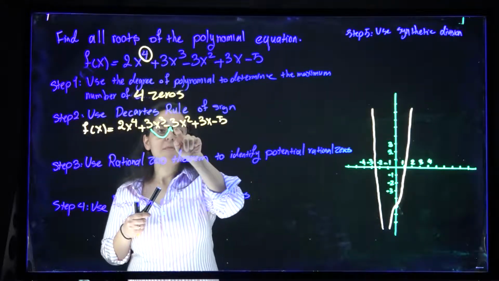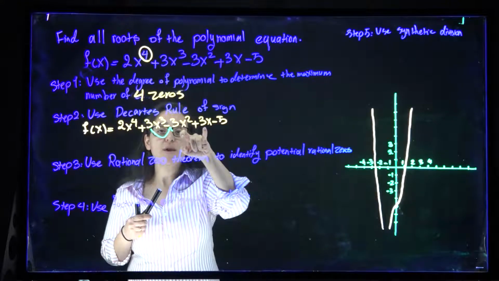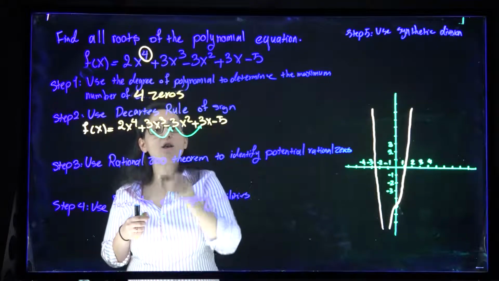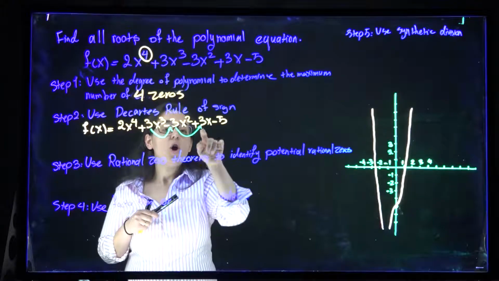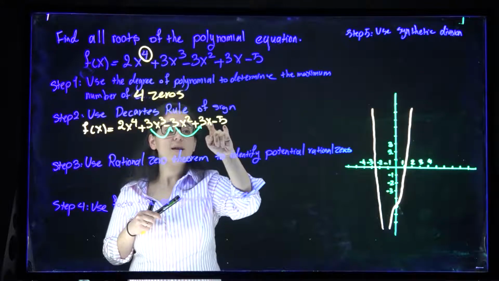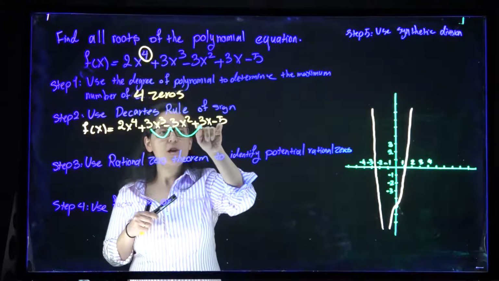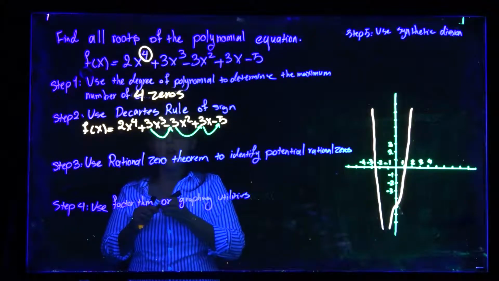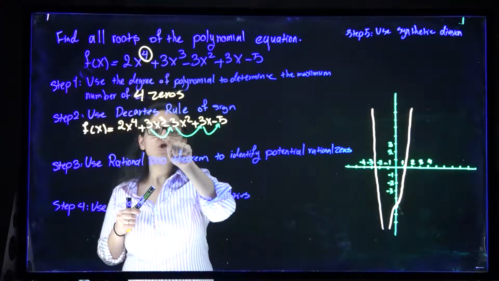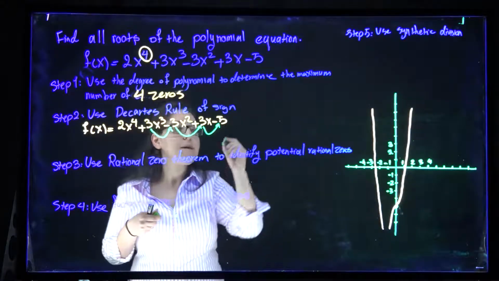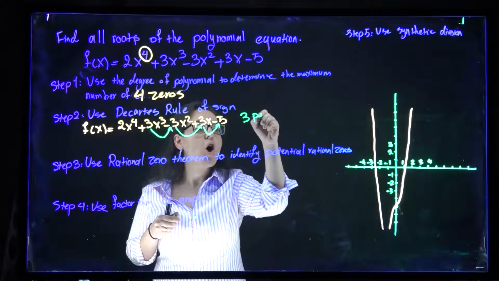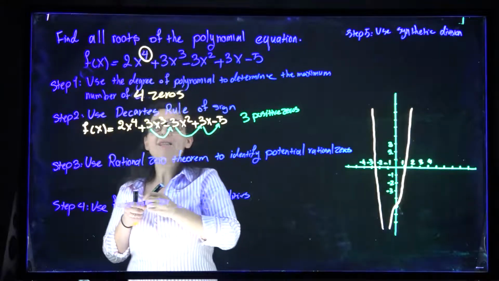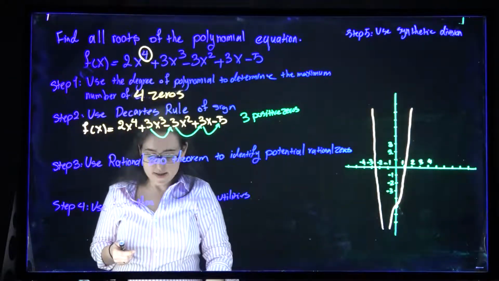Then from negative 3, the next coefficient is 3. So here is a negative number, here is a positive number. I have another change of sign. Also from positive 3, the next coefficient is negative 5. Here I have positive, here I have negative, so I have another change in the sign. In total, I have 3 changes in sign. That means I have 3 positive zeros. So from those 4 zeros, 3 of them are positive.